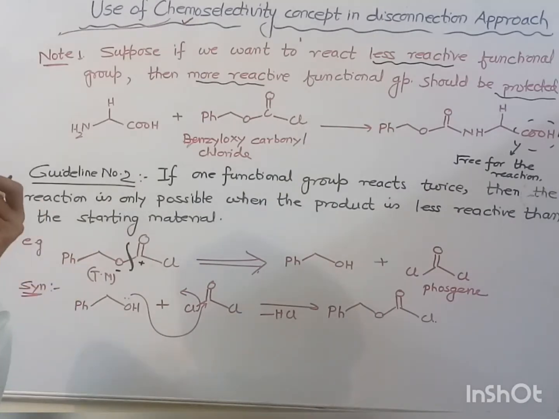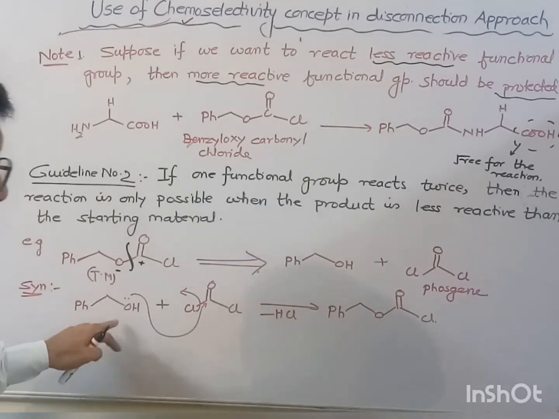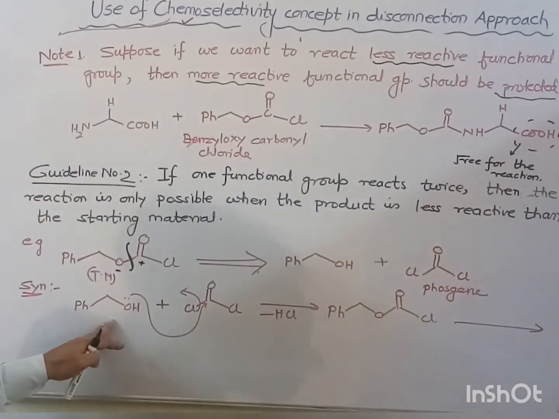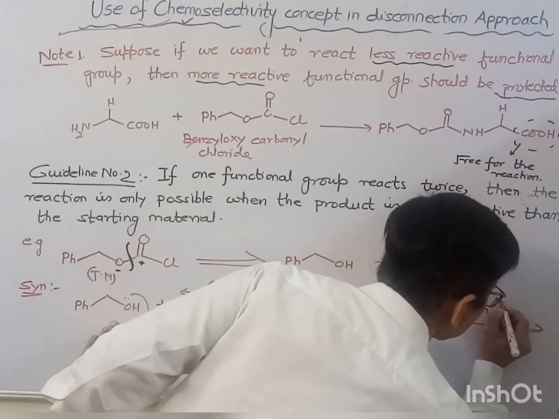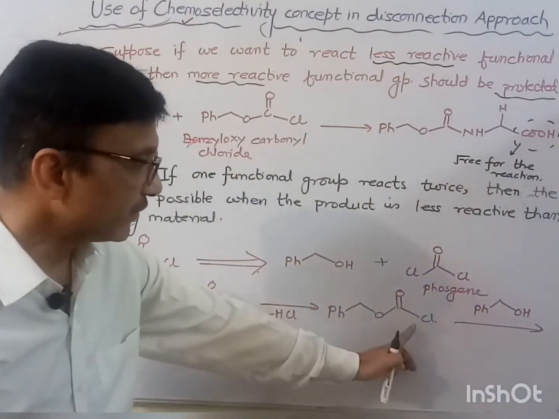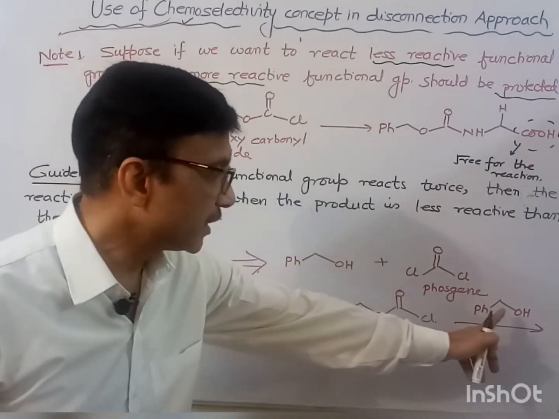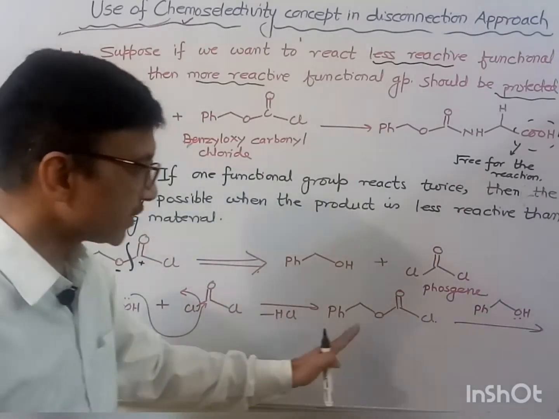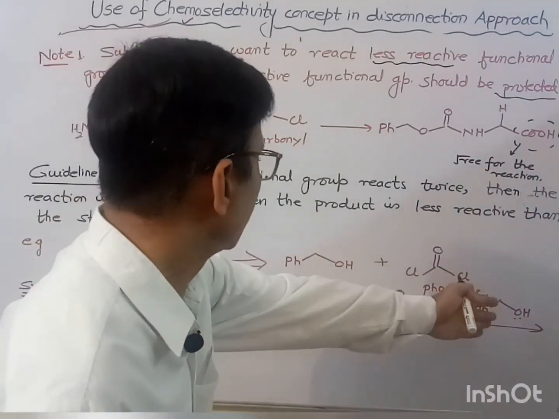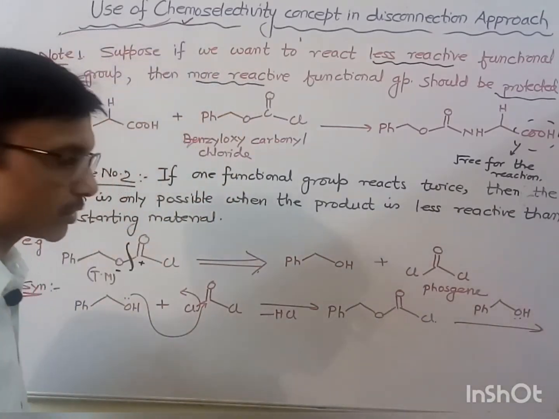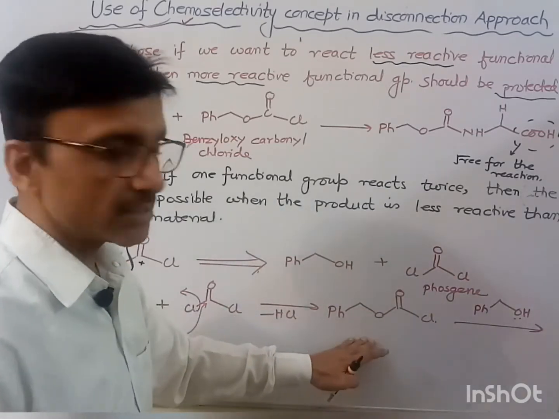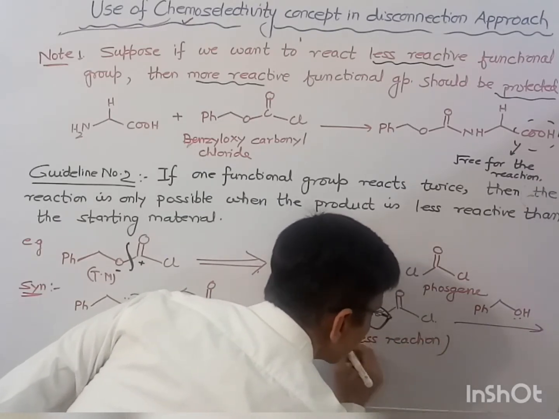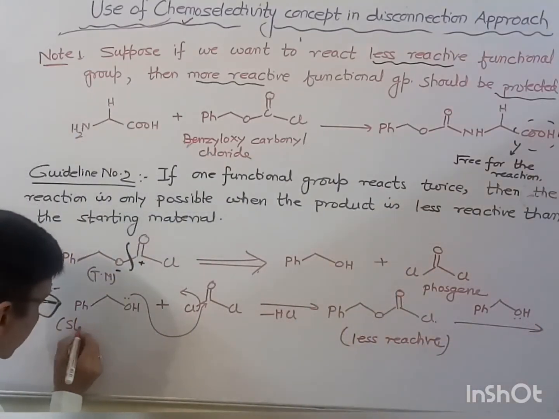Now, according to the guideline, if one functional group reacts twice, suppose this is the target molecule. Can this molecule react again with the benzyl alcohol? We have another leaving group here, and this oxygen may attack again over this electrophilic center, and this chlorine may leave. But this will not react, because the product formed is less reactive than the starting material.